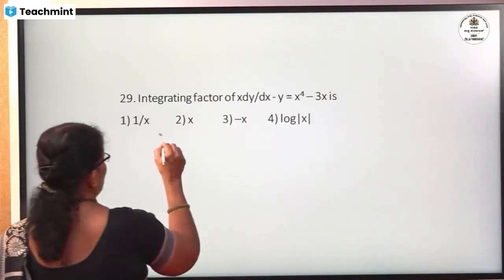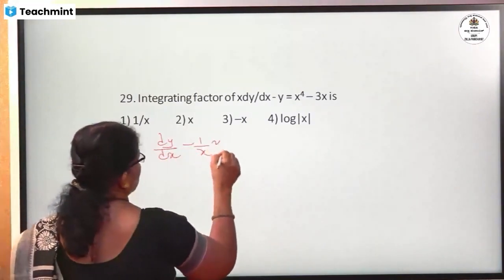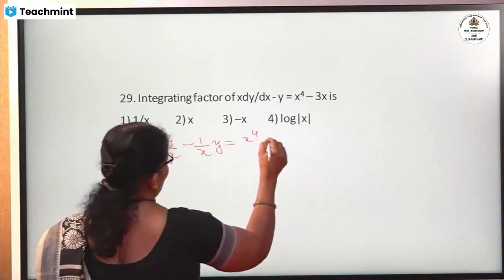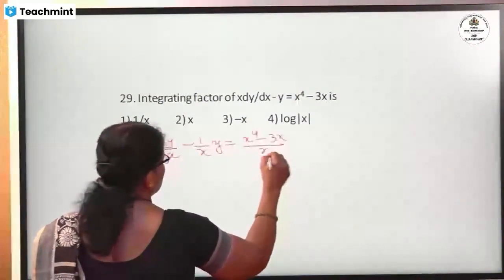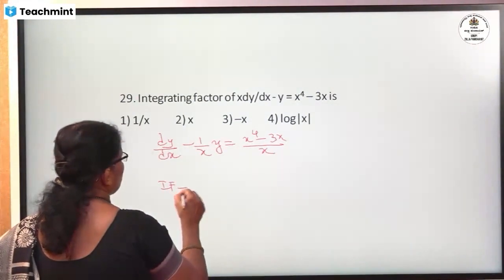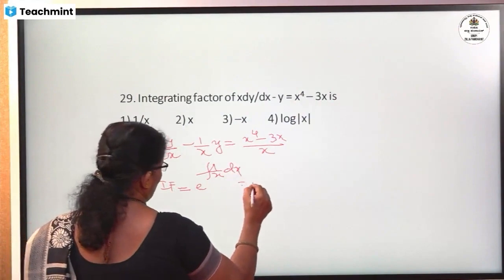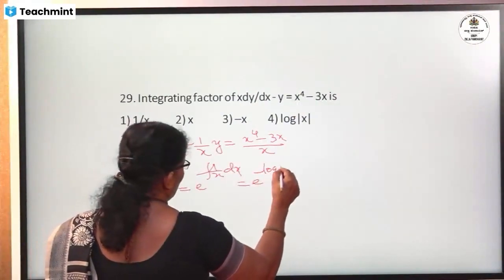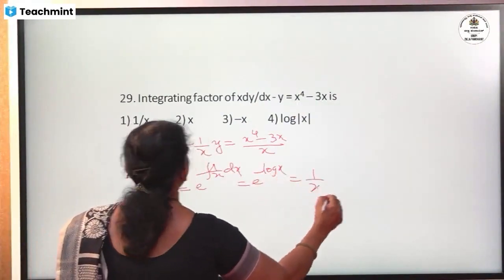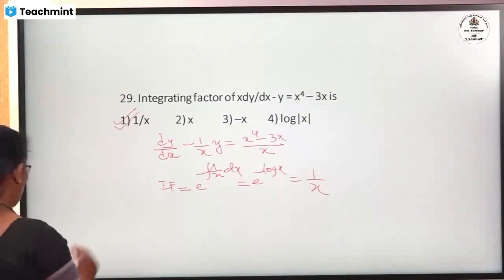Similar question, dy by dx minus 1 by x into y equals x power 4 minus 3x by x. Now you have practiced so much. What is this? E power integral of minus 1 by x dx, that is e power minus log x, which is 1 by x. So this is a simple question. So the integrating factor can be asked.